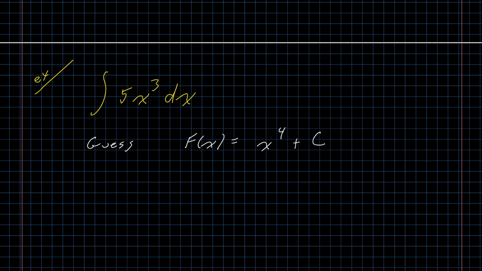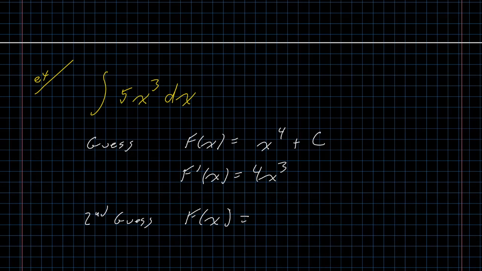And if I add an arbitrary constant onto this function, it's not going to change anything because when I take the derivative of x to the fourth is 4x cubed. The derivative of a constant is 0. All right, so I got 4x cubed. I needed 5x cubed. It looks promising. It's somewhere in the right direction. But it didn't quite work. So let's try a second guess.